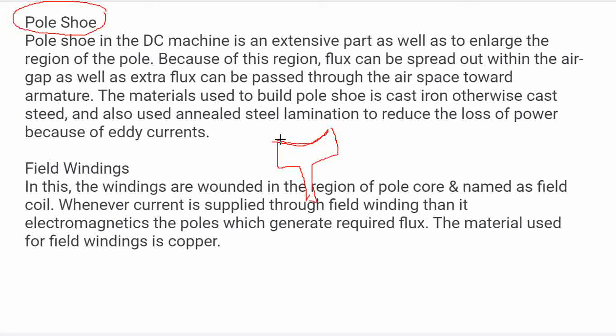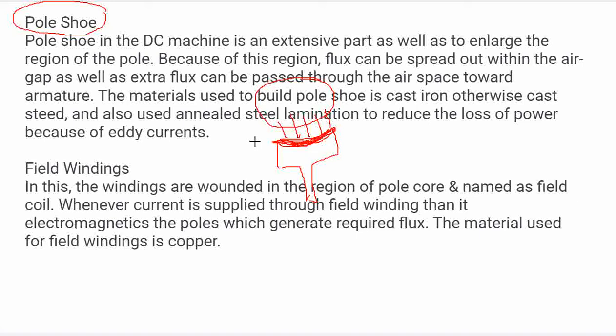Because of the pole shoe, whatever amount of flux is generated in the coil will be distributed uniformly into the entire machine. Flux can spread out within the air gap, and the extra flux can pass through the air space towards the armature.